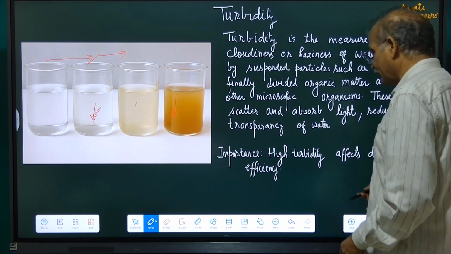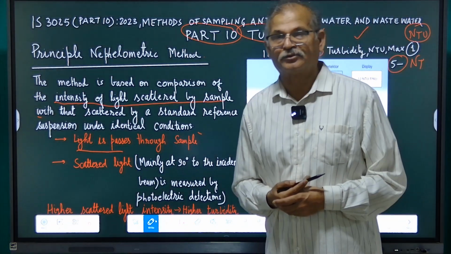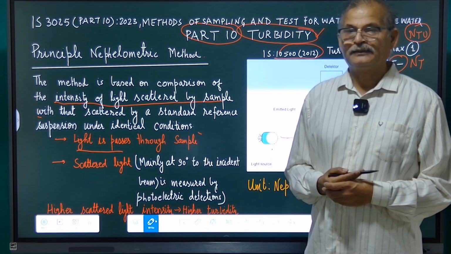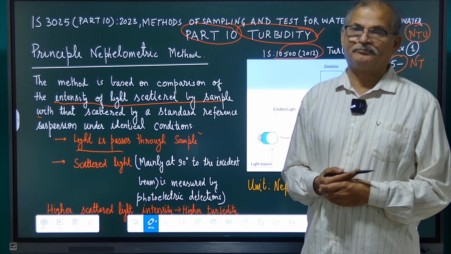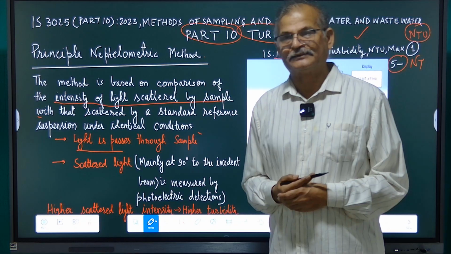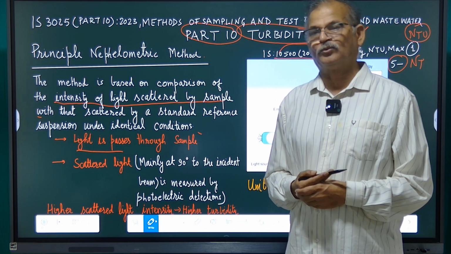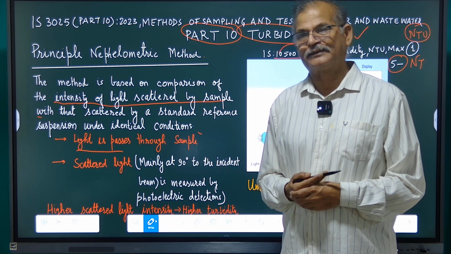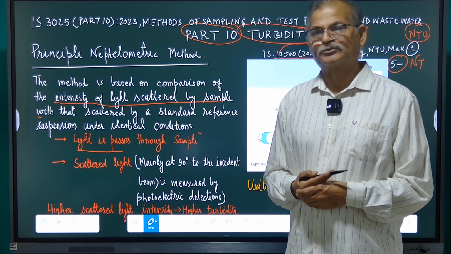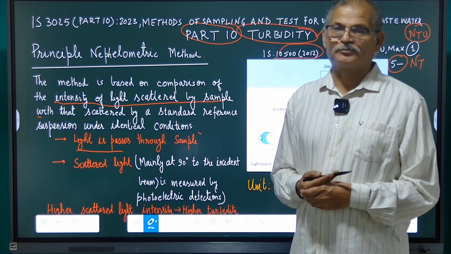The IS code for measuring turbidity is IS 3025 Part 10. In this, the principle and method for measuring turbidity are given. For drinking water, the acceptable limit is 1 NTU, nephelometric turbidity unit. When an alternate source is not available, it can be up to 5 NTU.